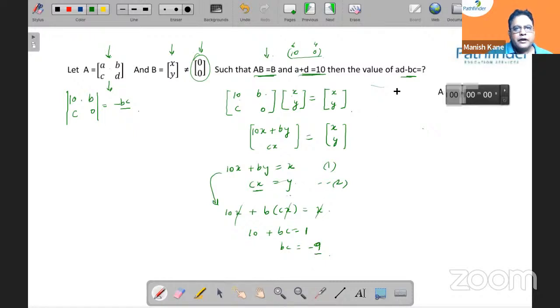Correct? And I required the value of AD minus BC, and AD minus BC is basically equal to minus of BC. So minus of BC is equal to plus 9, which should be my answer. It's a beautiful question. And if you try to solve it algebraically, it will take a very, very long time. So such questions you can always solve by assuming certain values for A and B, 6, 4, 8, 2, 10, 0. 10, 0 से काम बहुत आसान हो जाता है आपका. इसीलिए 10, 0 लेके.